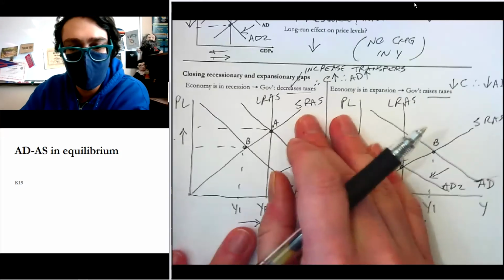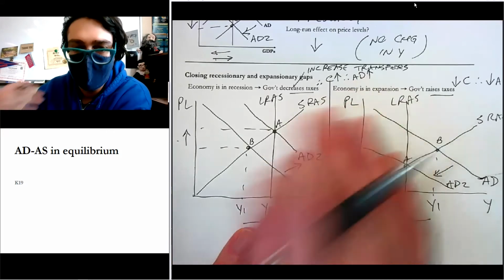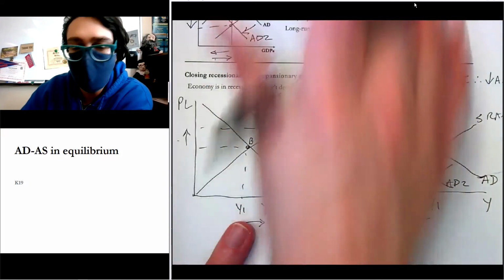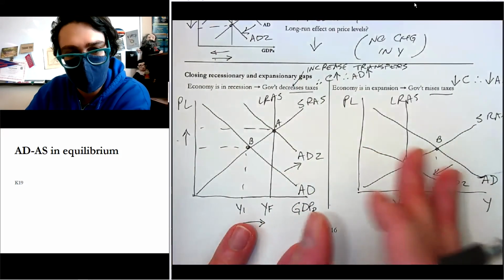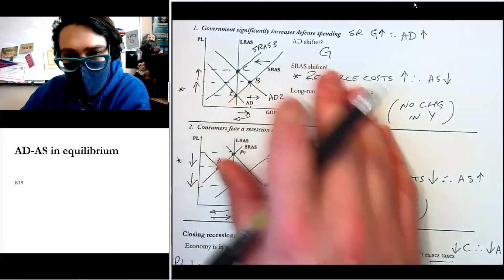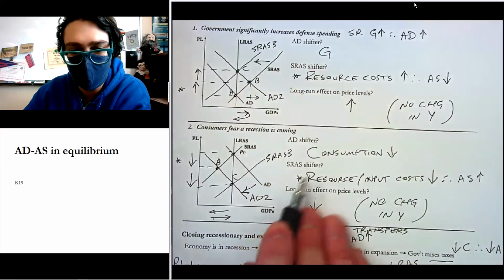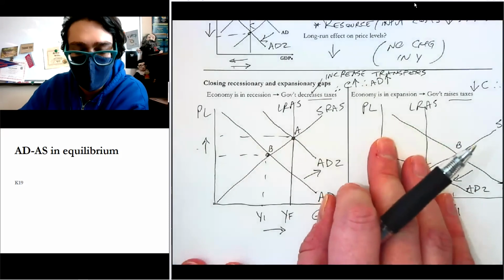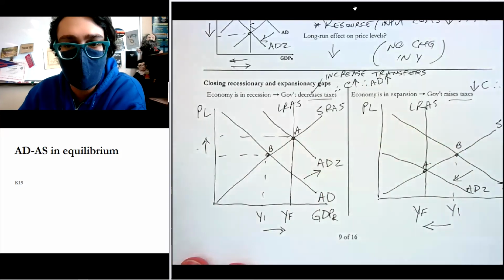Okay, so that's a good little entree into the next topic. Now we know how we can correct gaps, right? You could either wait around and the short run aggregate supply will shift back because of resource costs changing, or you can intervene, and that's going to be our next topic. All right, hopefully this helped you. See you next time.